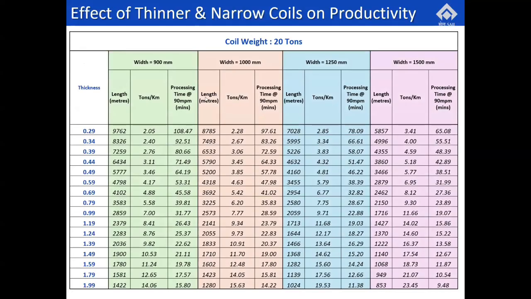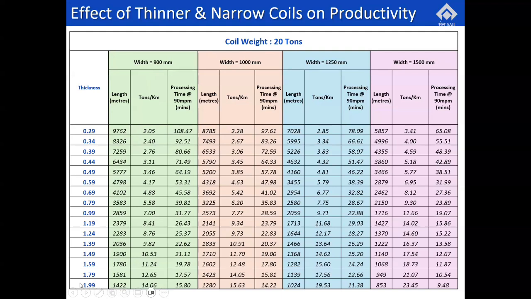And like Nilanshu sir was saying, the effect of width and thickness on productivity. See, for a coil weight of 20 tons, for 0.29 by 900, if it is a 20-ton coil, the running length will be 9762 meters.